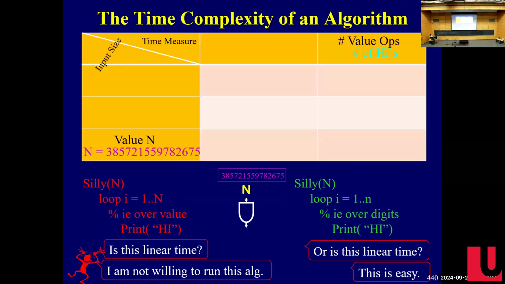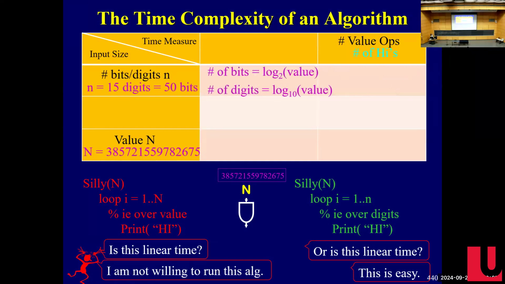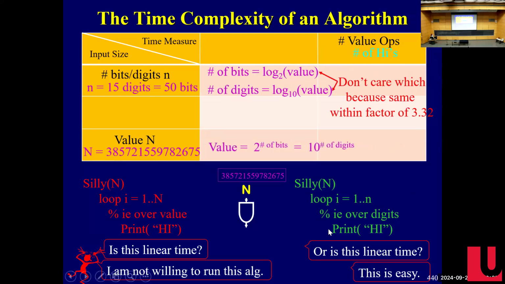So then what's our input size? The input size is either the number of digits or the number of bits, right? And if you compare those, one's the log of the value base 2 versus base 10. Those are within a factor of 3 of each other. So we don't care whether you do base 10 or base 2, right? Now, in the exponential, we can say the value is 2 to the number of bits or 10 to the number of digits. All right, well, there's a difference between 2 and 10 there. But again, they're both exponential, so we don't care, right?